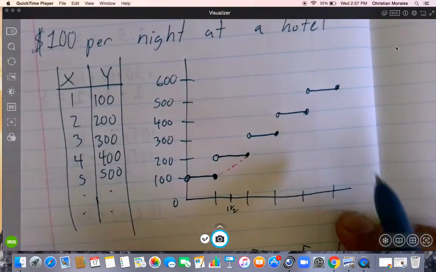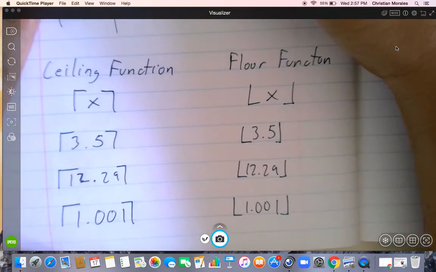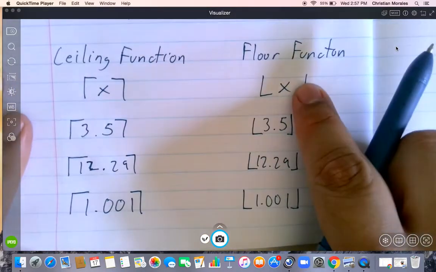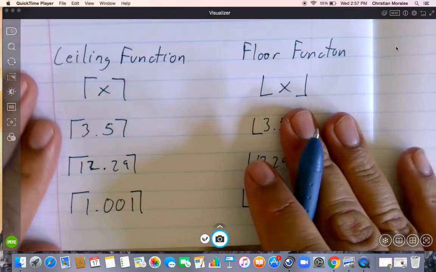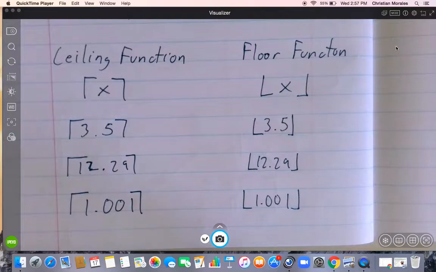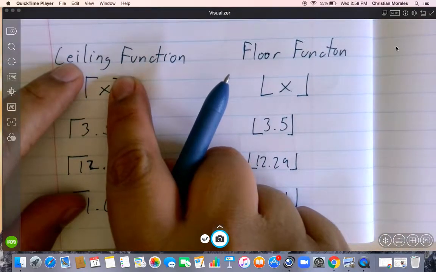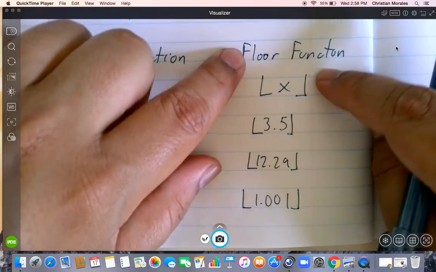Now there are 2 kinds that we're going to talk about: ceiling functions and floor functions. Floor, not flower. My bad. And here's how it goes. You're basically not going to use decimals. You're going to have to round your decimals up or down. And if you can guess, ceiling means you're rounding up, floor means you're rounding down.